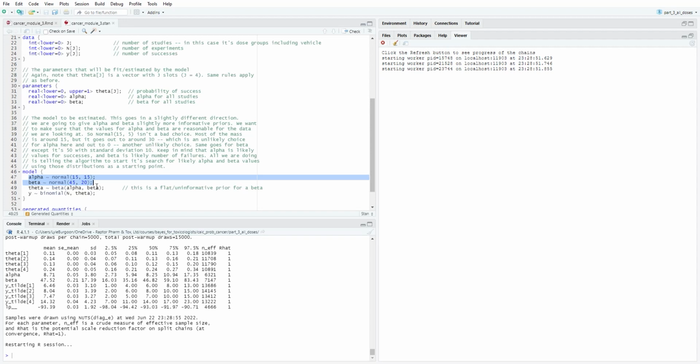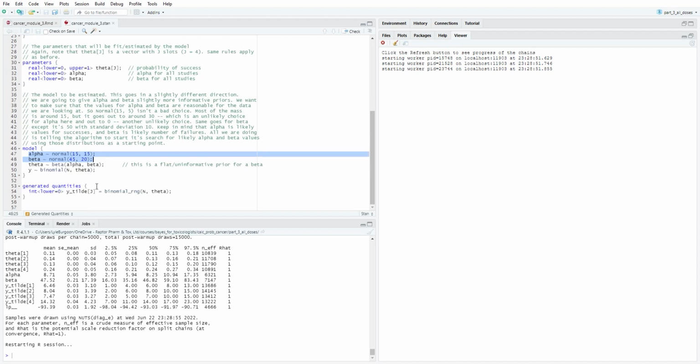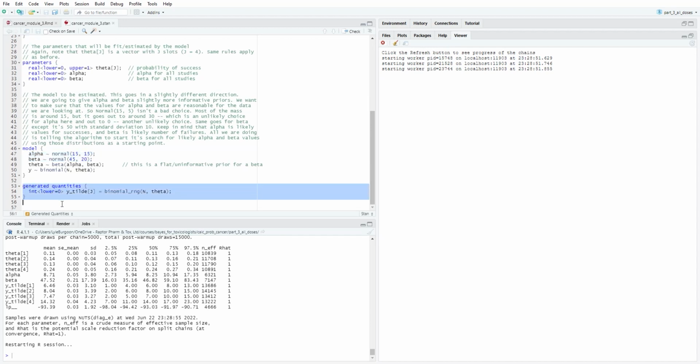Thus, we don't need to do multiple test correction a la Bonferroni, a la Tukey's, a la, name your favorite one, right? So that's why anytime I'm looking at a multiple testing situation, I will almost always use a hierarchical Bayes model. This last section here is the generated quantities. This is the section that we're going to use to calculate the values that we're going to use for validating the model.